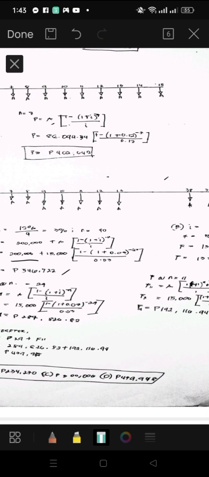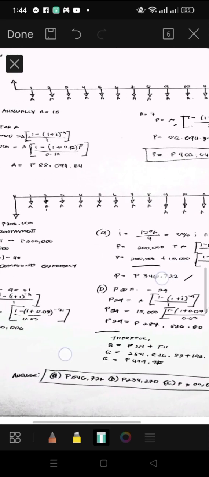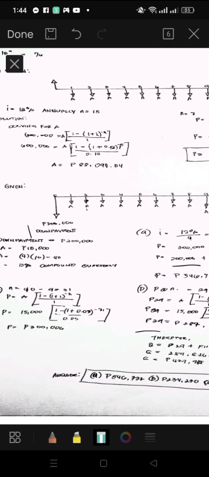234,270. So he must pay 234,270 at the time the 13th payment is due to bring himself up to date. So it is 234,270.